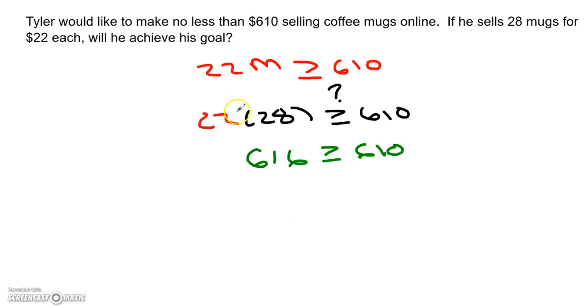So what do we do in this problem? I used an inequality to represent the situation, even though we didn't need to because the number of mugs was given, but it's good practice translating. And then we also answered the question if he sells 28 mugs. Technically I could have done without this, but I was just trying to practice translating. All right, so that's a couple of examples of translating and solving for a solution to both an equation and an inequality.